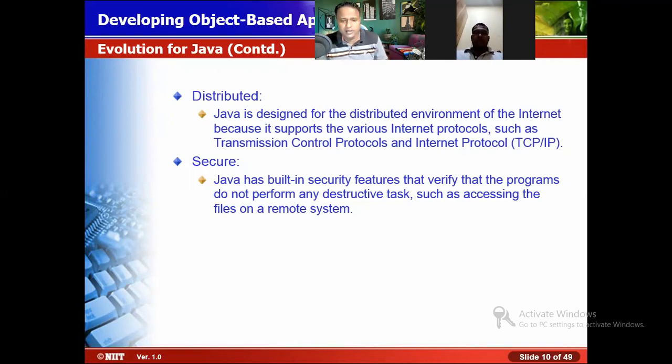Secure: Java has a built-in security feature that verifies that a program does not perform any destructive tasks such as accessing files on a remote system. Here we are remotely connected. Suppose I want to install software on your device. I will take your device remotely and install the software. If you are not giving me permission, I do not have any authority to illegally go into your operating system and change anything.